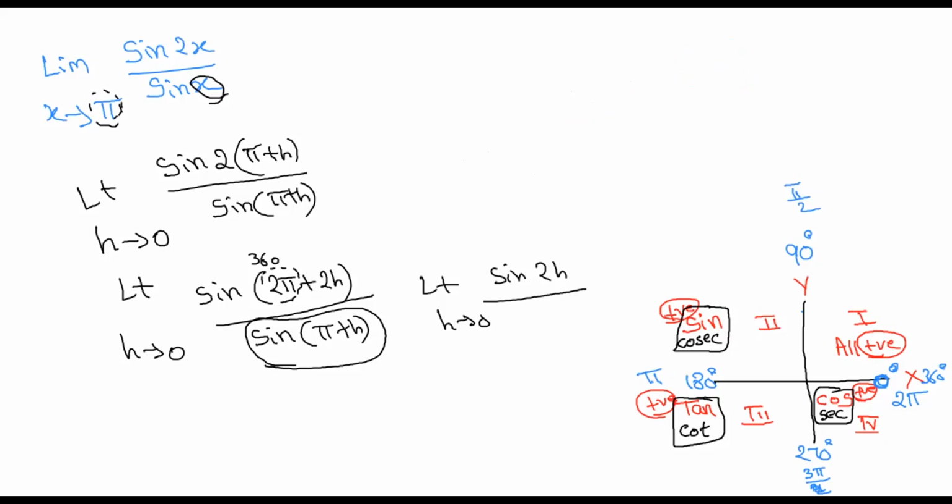Now here we have sine of pi plus h. Where will it lie? Sine of pi plus h means sine of 180 plus h, so it lies in the third quadrant. As h tends to 0, it is similar to 180. This is the trigonometric ratio: sine of 180 plus h is sine h itself, in magnitude.